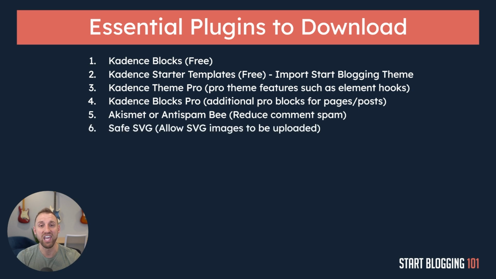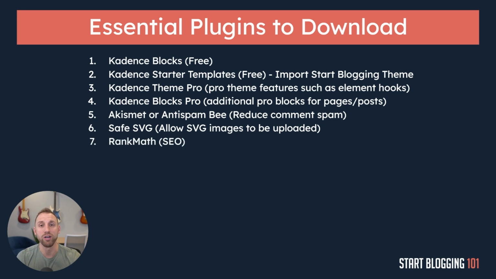Number 6 is Safe SVG. And so this is just a tiny little plugin, and all it does is it allows you to upload SVG images to your WordPress website. And I'll be showing you how to create your very own personal brand logo in a later video using only AI and Canva. And we're actually going to be exporting out that logo as an SVG file. And so this plugin will allow us to upload it to our WordPress website.